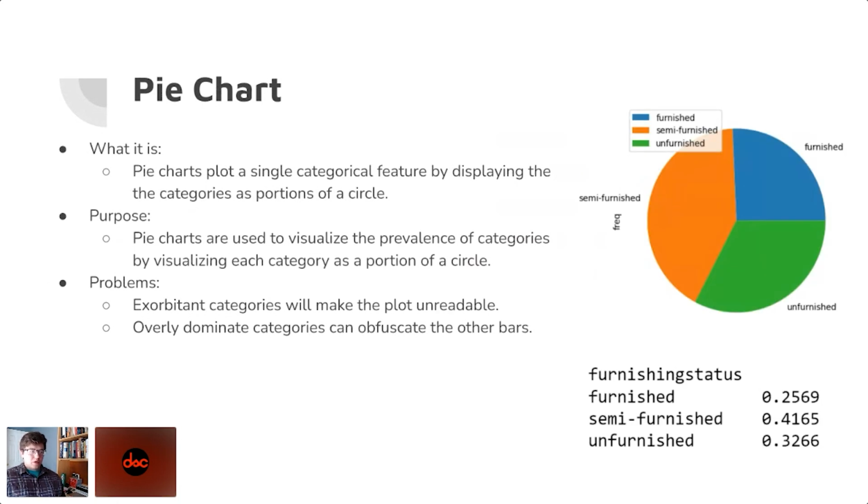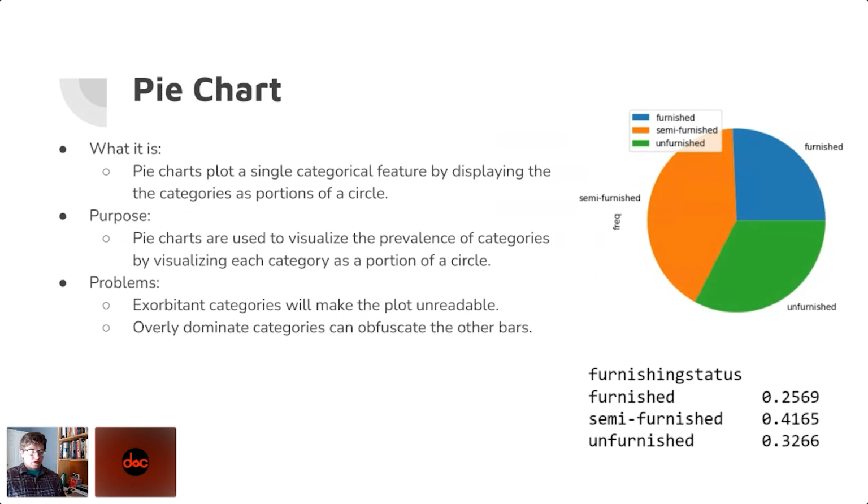Next is the pie chart, which is pretty similar to a bar chart, but it's more useful in displaying the prevalence of particular categories within a given categorical feature. I'm sure you've seen pie charts in a lot of movies, especially when people are showing this is the amount of time you spend doing something, and this is the amount of time you spend doing something else.